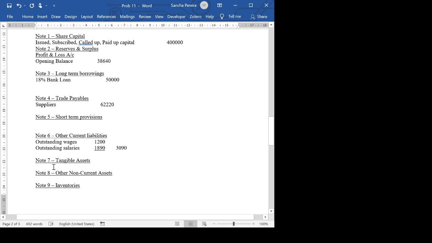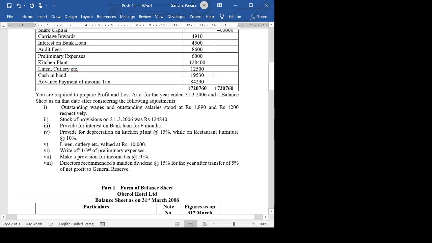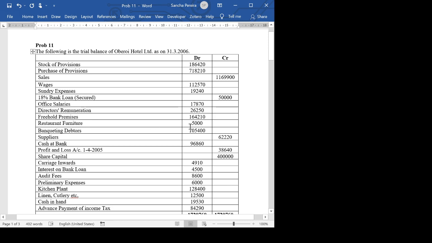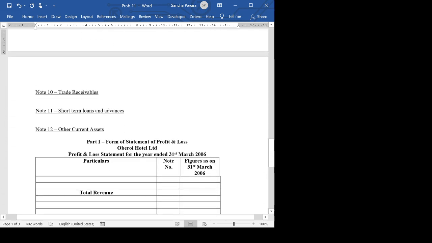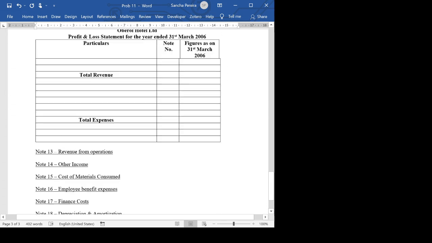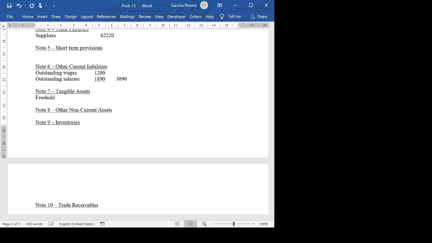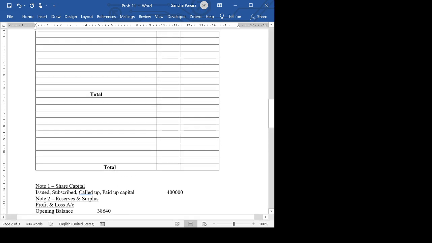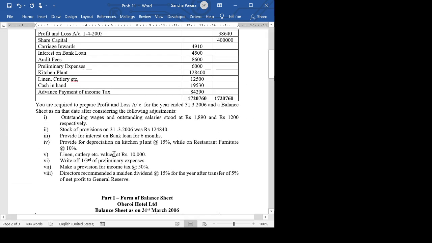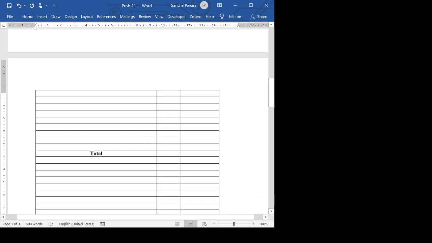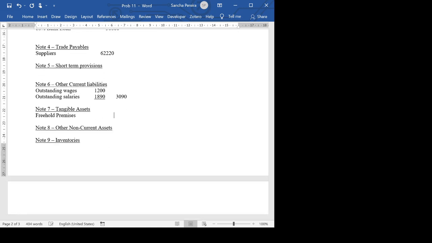Next, we come to tangible assets. We have quite a number of assets. Freehold premises 164,210. Restaurant furniture 5,000. Freehold premises, and there's depreciation, so we need to leave space for that also. Freehold premises is 164,210. I think there is no depreciation on freehold premises, so this can be written directly as 164,210.